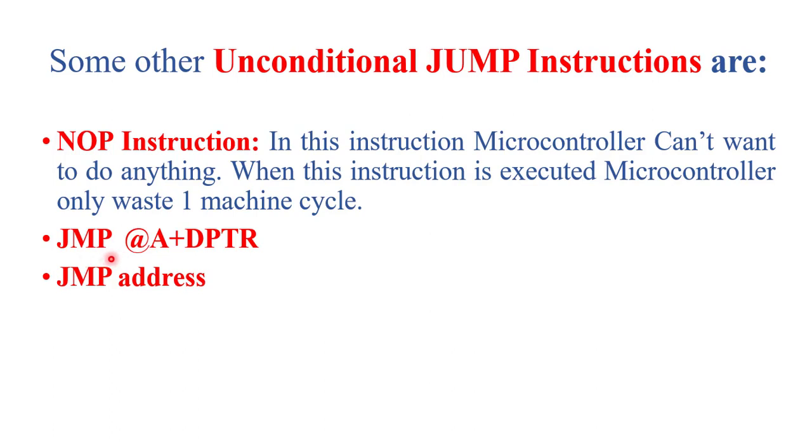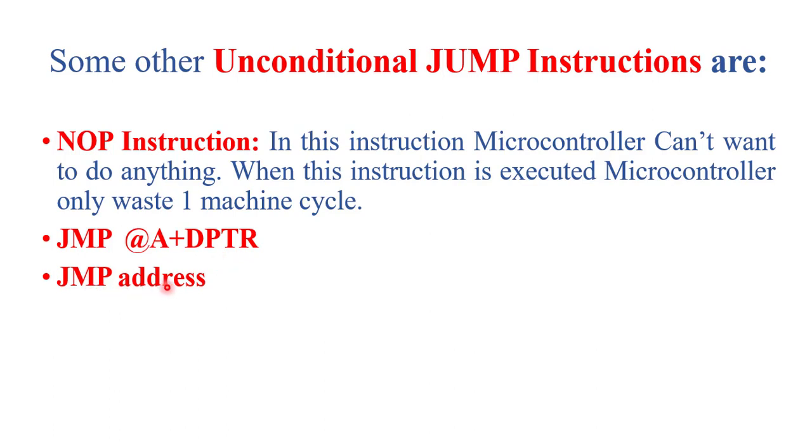Next is the JMP @A+DPTR instruction. This is basically an indirect jump instruction. In this instruction, the content of the accumulator register is added with the content of the DPTR register. DPTR is basically a data pointer register. It is a 16-bit register. So the result of the addition is basically an address. So the program counter is loaded with that address and jumps to that location.